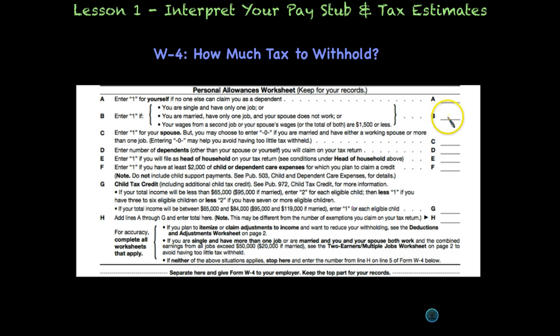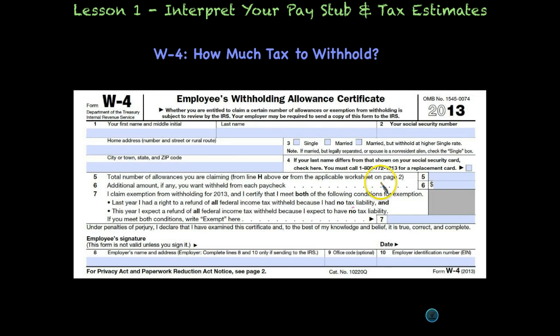In the end, when you add up all the exemptions you list here, that becomes your total exemptions, which then you put over here on line 5. All your employer cares about is what you put on that line 5. So if you put 10 exemptions, your employer is not going to withhold very much federal or state tax. If you put 0, they're going to withhold more.